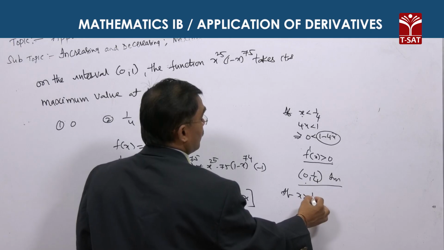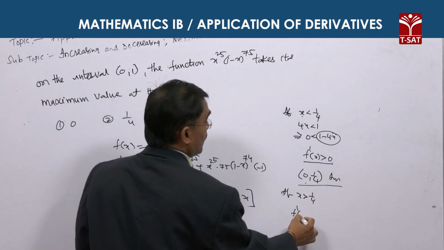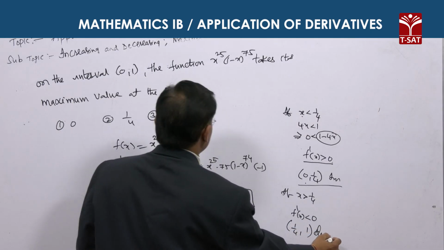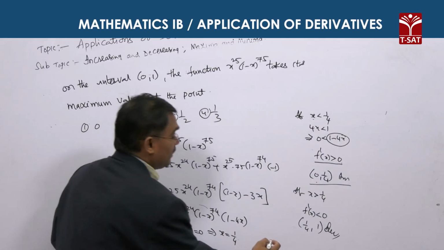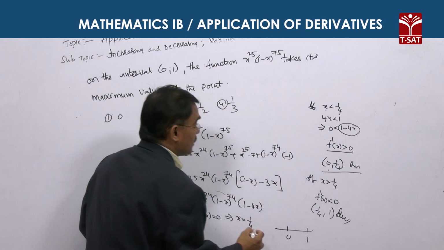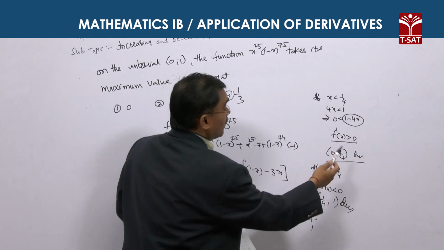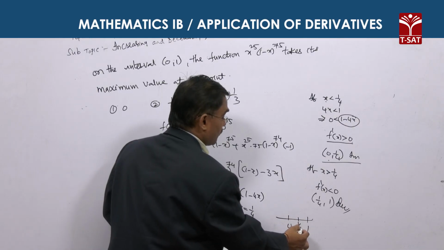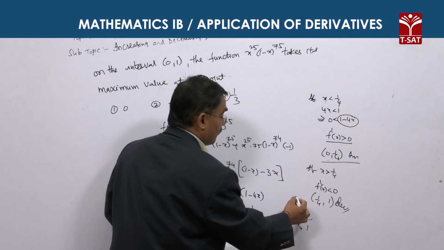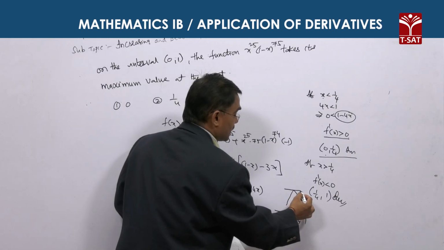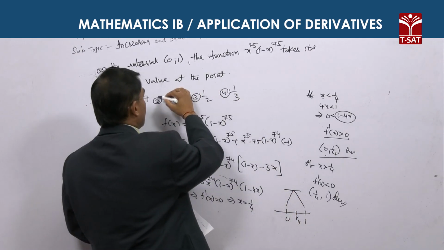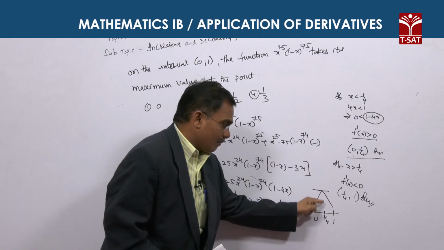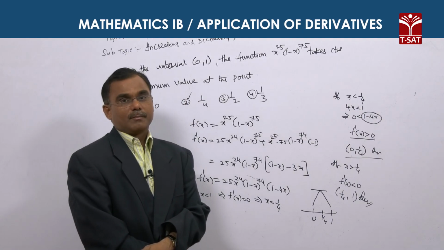If x is greater than 1 by 4, simplifying, f dash x is negative, and so on 1 by 4 to 1 it is a decreasing function. So we observe that 0 to 1 by 4 is increasing and 1 by 4 to 1 is decreasing, so the maximum value of the function is at x equal to 1 by 4.